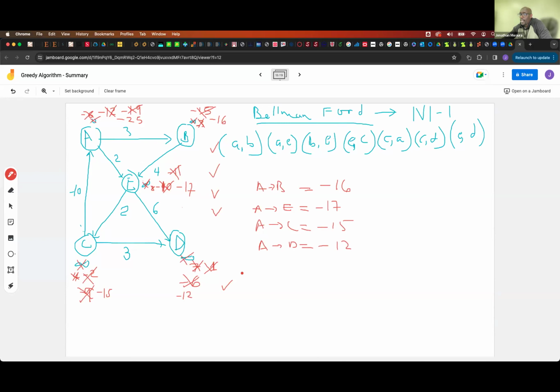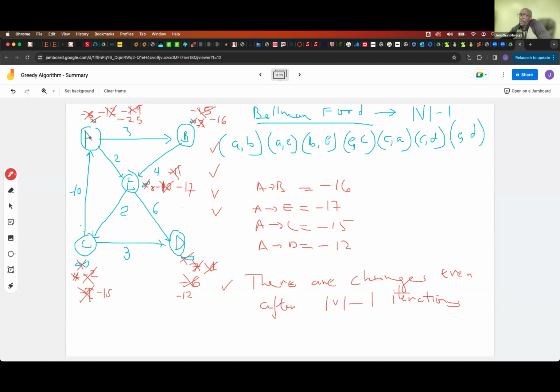So there are changes, even after V minus 1 iterations of the algorithm. There are some changes going on. So let's interrogate this to see what's going on.